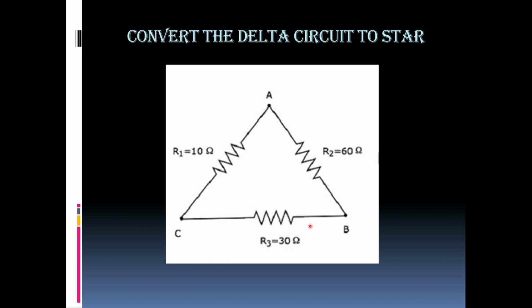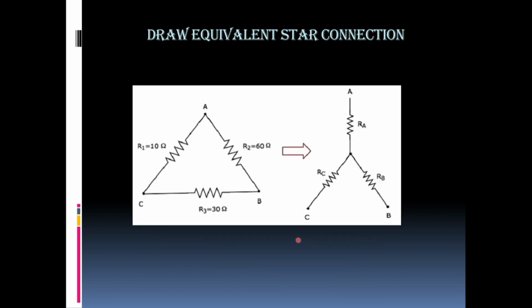Here comes the first problem. Convert the delta circuit to star. Here's the delta circuit. You have A, B, C. There are three resistors: R1 with 10 ohm, R2 with 60 ohm, and R3 with 30 ohm. Let's get started. First, you have to draw the equivalent star connection. For this delta, you draw the equivalent star connection. So there is A, B, and C, and three resistors, RA, RB, and RC. This is the star equivalent.